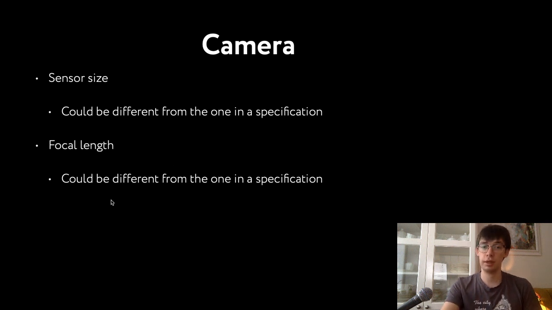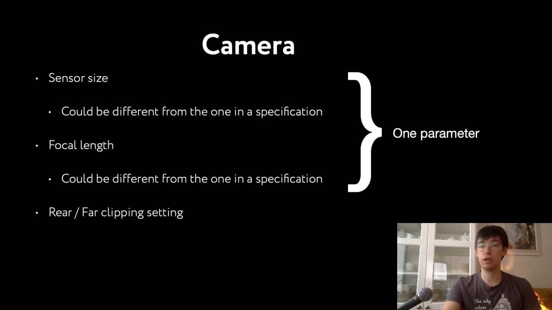But the important thing here is that actually it's one parameter. The only important thing is the ratio of sensor size and focal length, and it's called equivalent focal length. And if you didn't understand what all this is about, please refer to the previous stream, where we discussed all of this in detail.